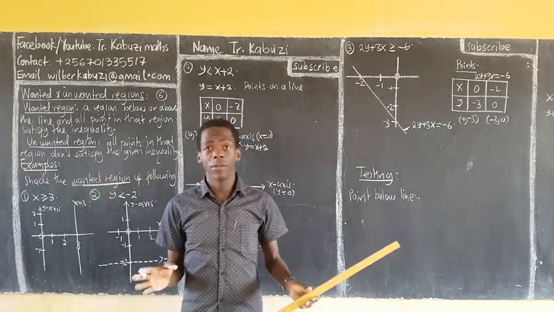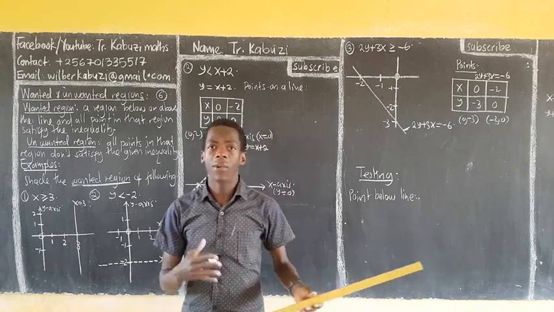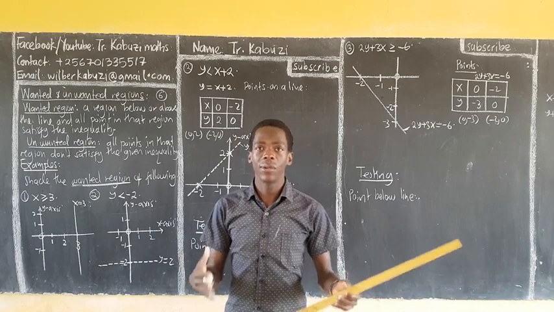Okay, so remember this program. We are going to see how we shade the wanted and then the unwanted region of an inequality. We are going to see how we do that.